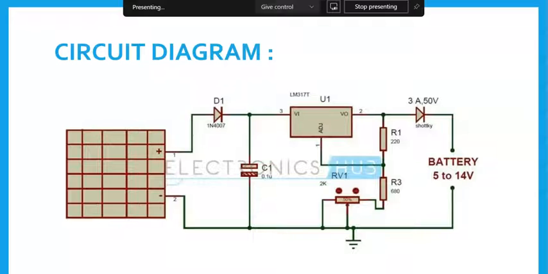On screen, we have the circuit diagram of our project. We can see that there is a solar panel connected, and to the output of the solar panel there is a diode connected and then capacitor, LM317, Schottky diode, resistors and potentiometer.